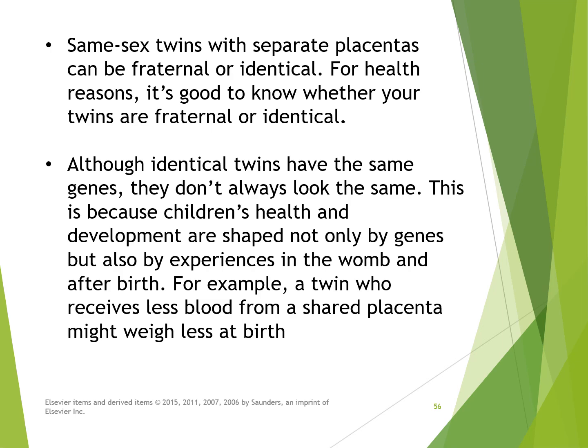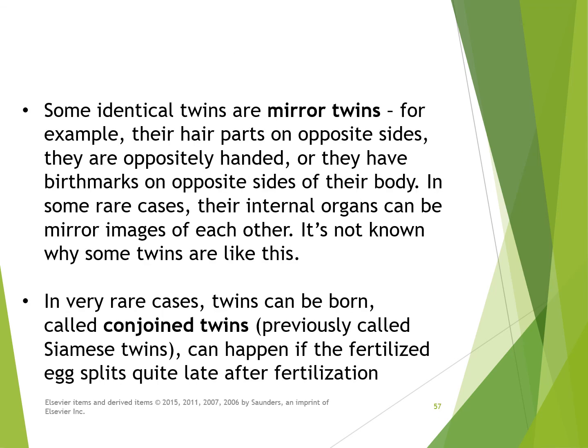So, although identical twins have the same genes, they don't always look the same. It's because children's health and development are shaped not just by genes, but also by experiences in the womb and after. Fetal movement, how much oxygen one got versus the other. You can see identical twins where one had cerebral palsy, the other didn't. Maybe one got more of the oxygen than the other. And with IUGR, one twin received less blood from the shared placenta, and it may weigh less than the other one. It gets very interesting if you study multiples.